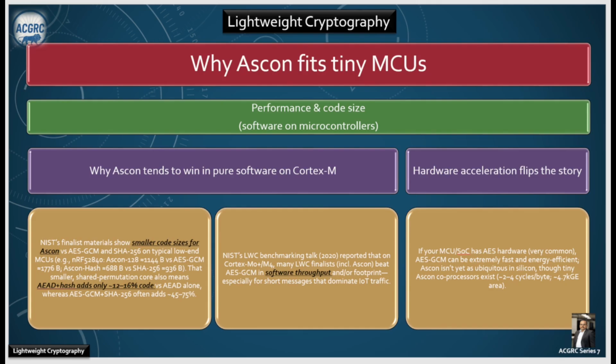From a performance and code size perspective, it requires a smaller code size for Ascon. The smaller permutation core means that it adds only about 12 to 16% to the code, whereas others add about 45 to 75%. Its throughput is much better, basically the software throughput.